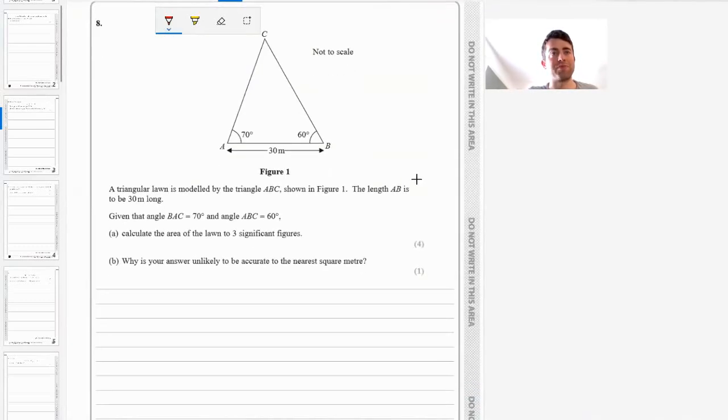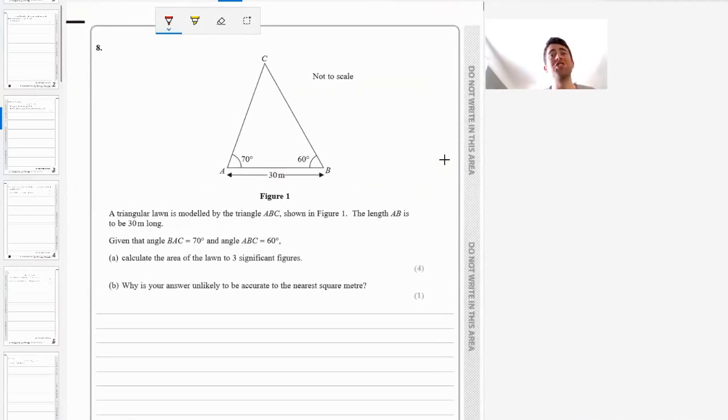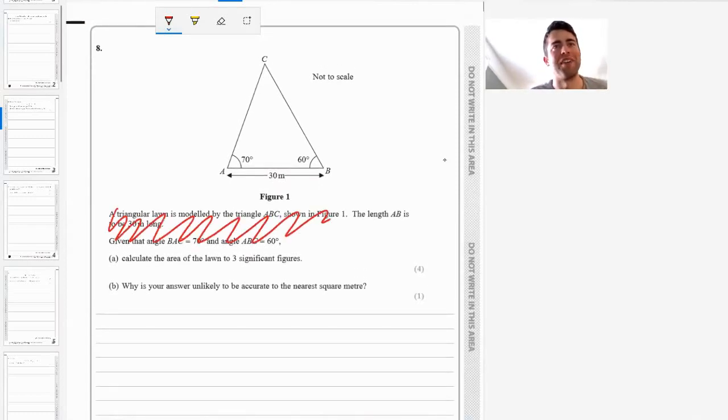Question 8. Just looking at that picture indicates to me what this question is going to be about without even reading it. It's a triangle, we've got some lengths and angles. It's going to be cosine rule, sine rule, or half AB sine C to find the area. If we read it, we've got a lawn, we've got a length. Oh, whenever they give you a picture, they always give you a sentence that just explains the picture. That sentence is redundant. Actually, all of that seems redundant. All of that information is just in the picture.